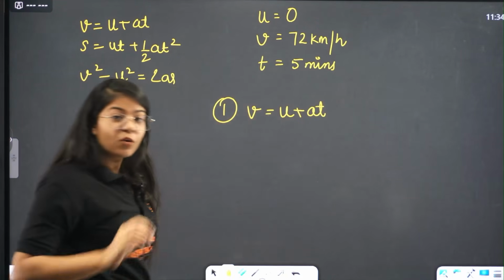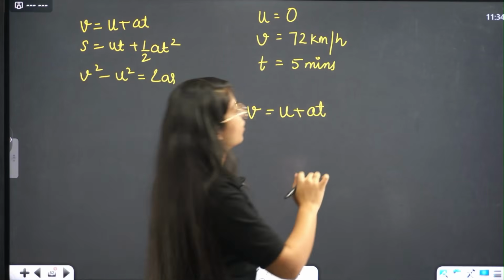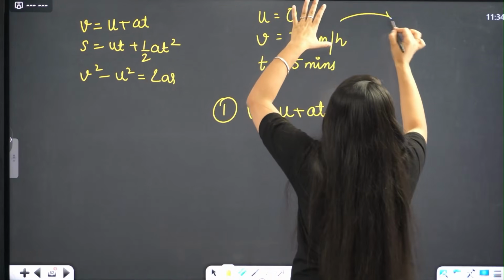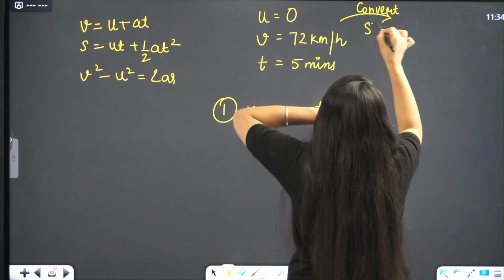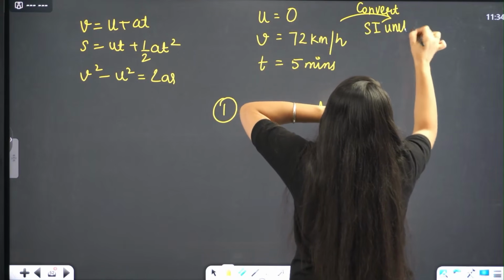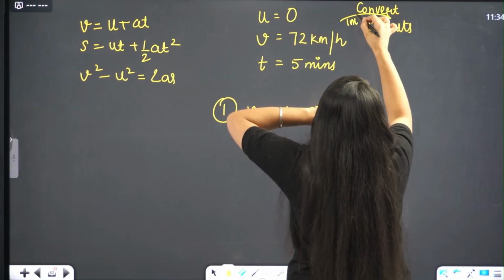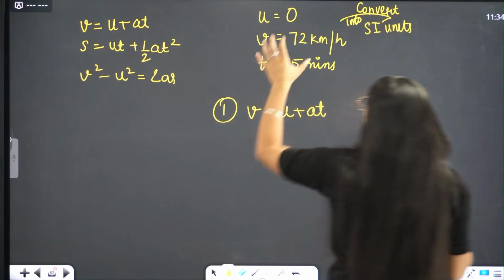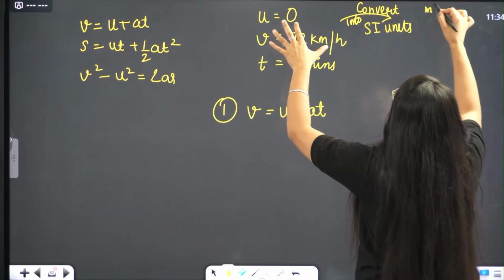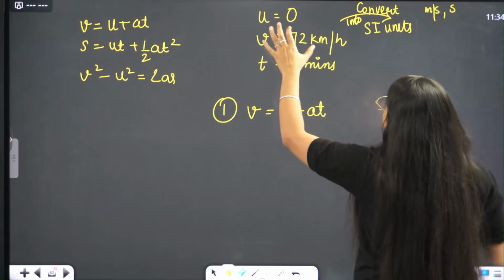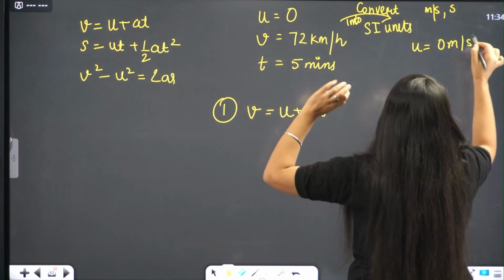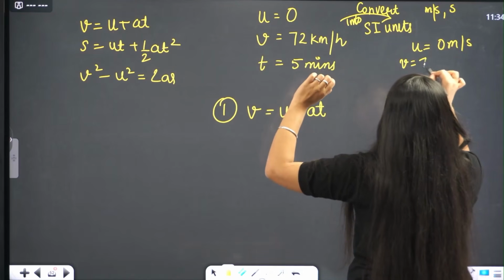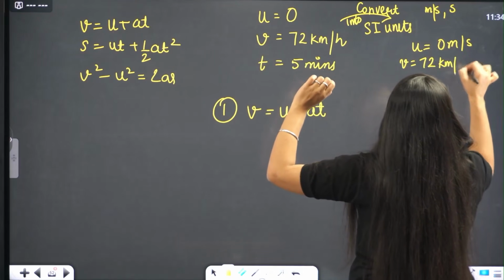But before that, one thing you have to take care of. You have to convert all the units into SI units. You have to convert everything into SI units. That means the SI unit is what? Meter per second. And for time it is second. So U equals 0 meter per second. That will be good. Now V equals 72 km/h.